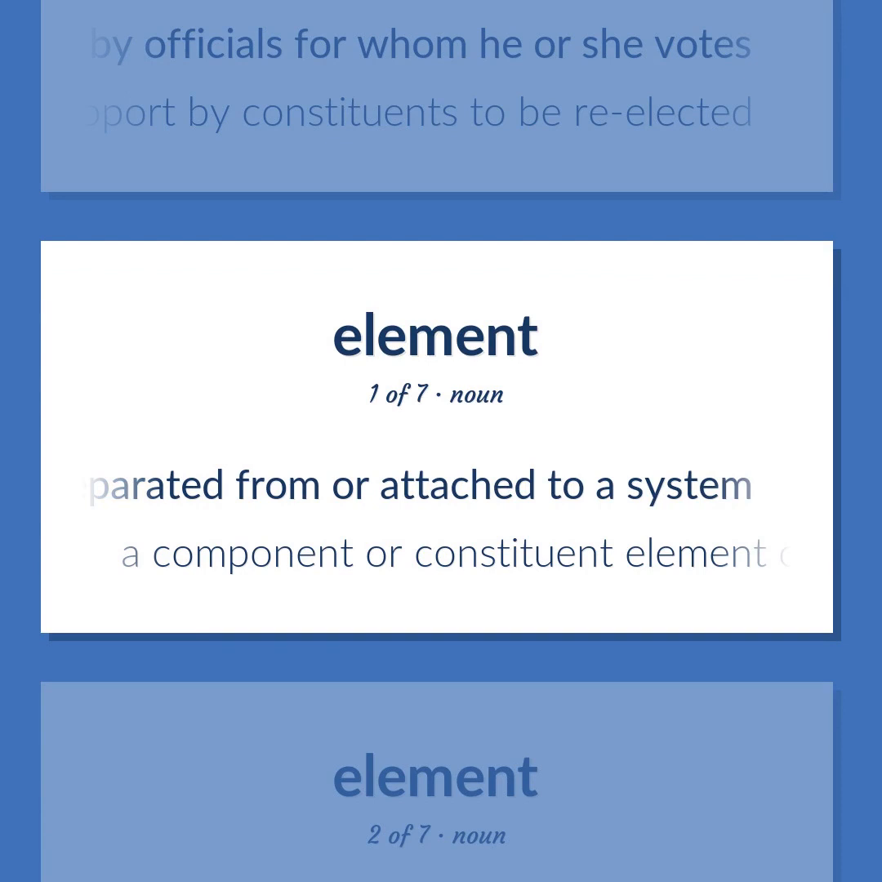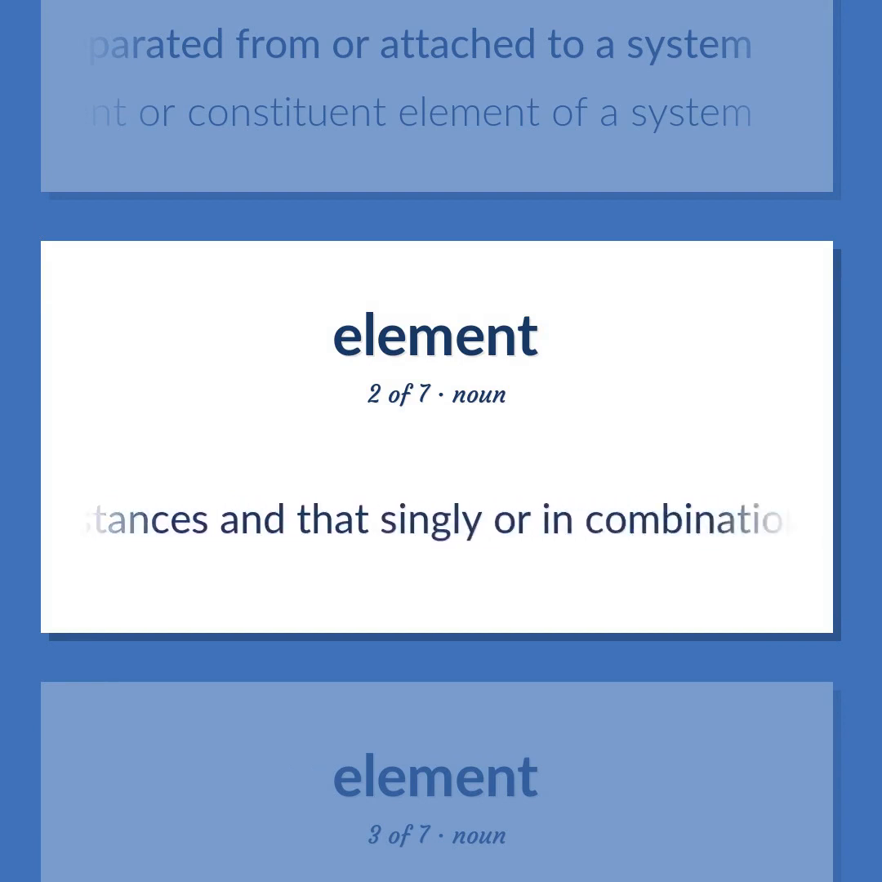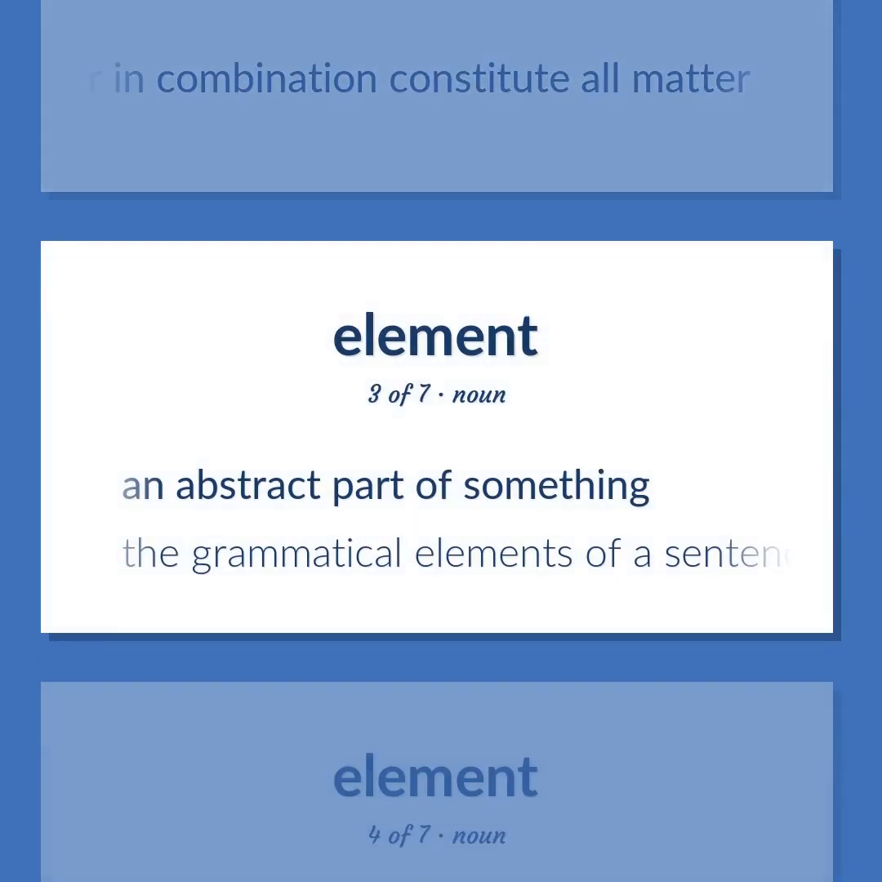A component or constituent element of a system. Any of the more than 100 known substances, of which 92 occur naturally, that cannot be separated into simpler substances and that singly or in combination constitute all matter. An abstract part of something. The grammatical elements of a sentence.